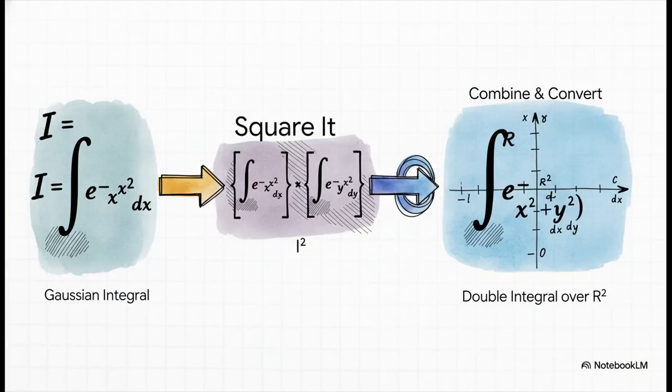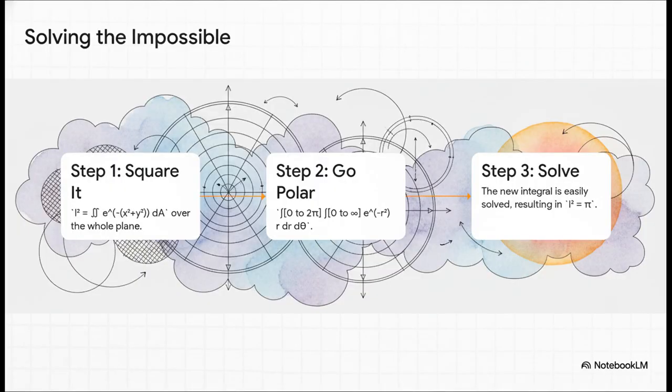So, how do you solve the impossible? Well, with a move that is pure mathematical genius. The trick is, you take the integral, let's just call it I for short, and you square it. Now, by using a different variable in the second copy, say y instead of x, we can actually combine them into one single double integral that covers the entire xy plane. It's a wild move.